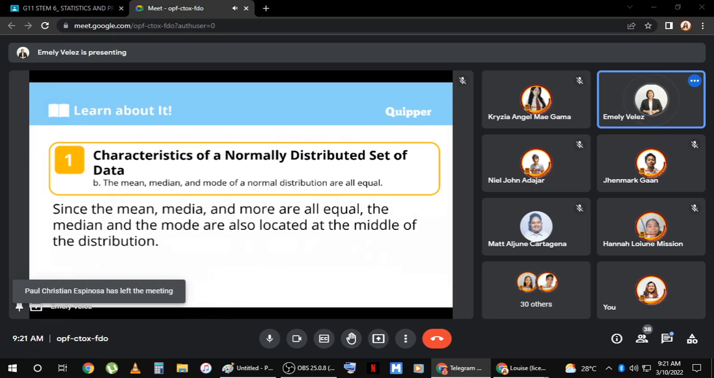The next characteristic is that the mean, the median, and the mode are all the same measurement. If we identify that the mean is 15, the median and the mode are also 15.